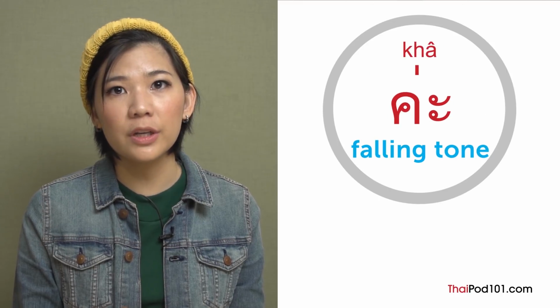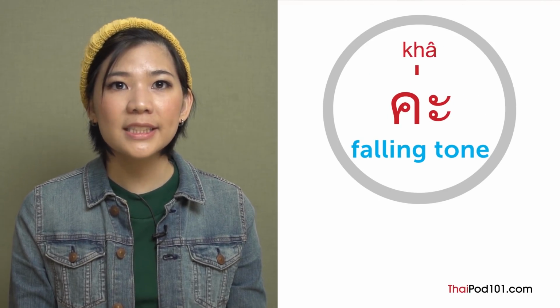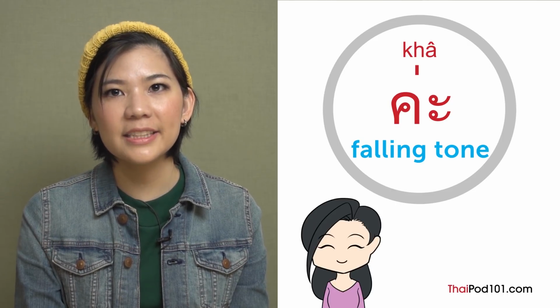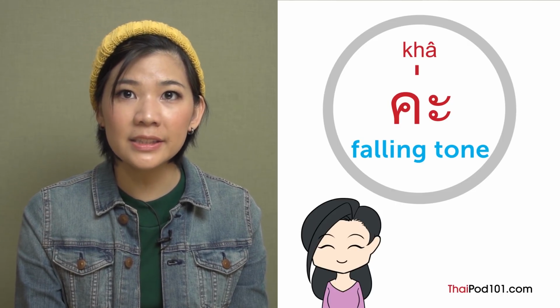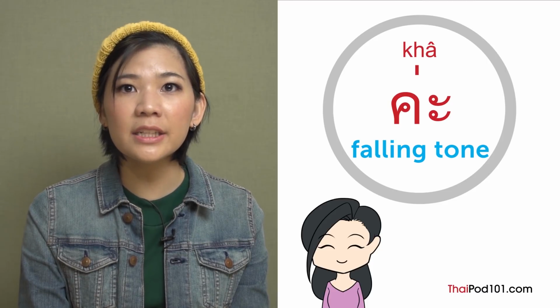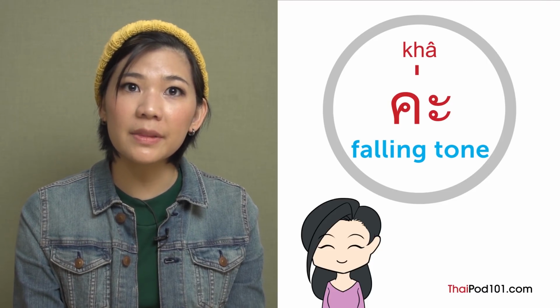Now moving on to the second tone and spelling of the word, which is ka with falling tone. This is the most general and basic form of the word. Again, this is only valid for female speakers. Ka is used in general sentences such as answering something or agreeing to something.